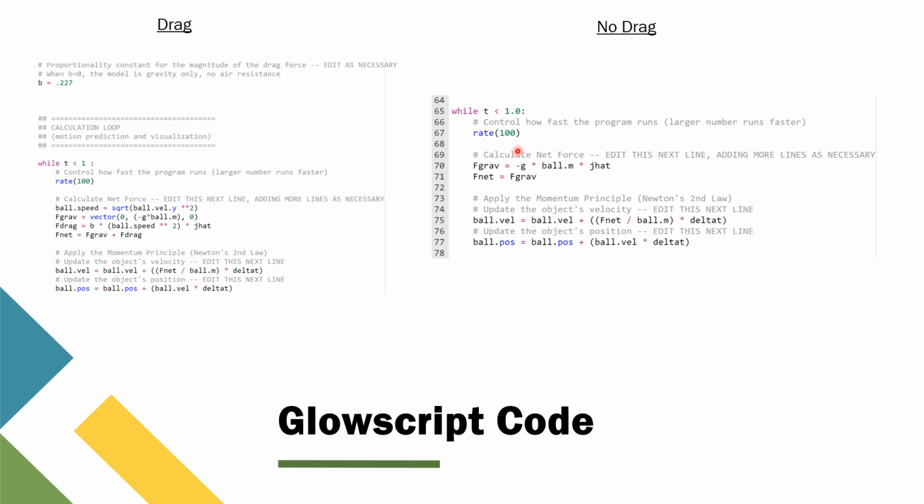And then in the no drag model, moving over, there's no drag force, so force of gravity is just equal to negative g times the ball mass times j hat, and also in both of these, j hat is just 0, 1, 0. It's pretty standard. And then in the no drag model, the net force is just equal to the force of gravity. And same thing here, it's just the velocity update formula: ball velocity final equals ball velocity initial plus net force divided by mass times change of time.